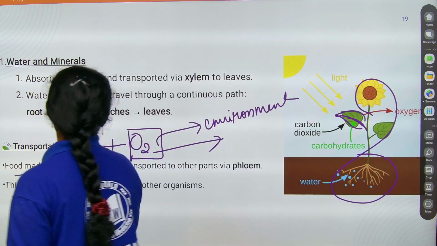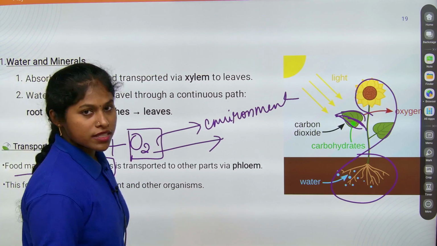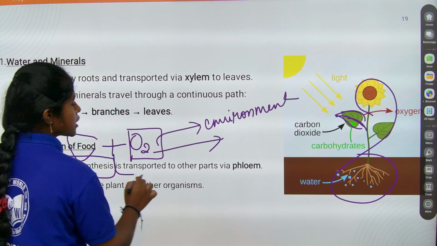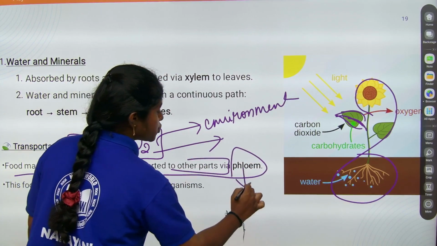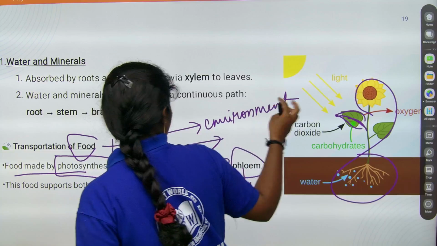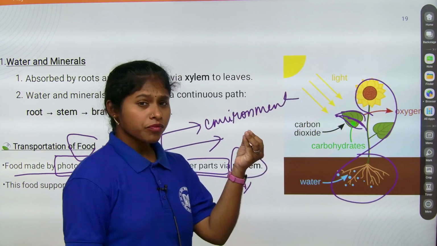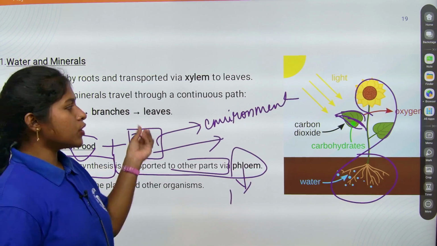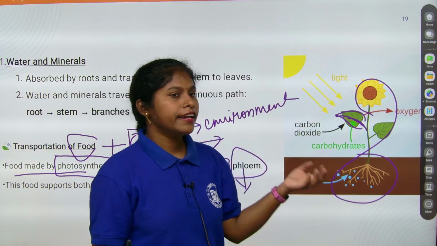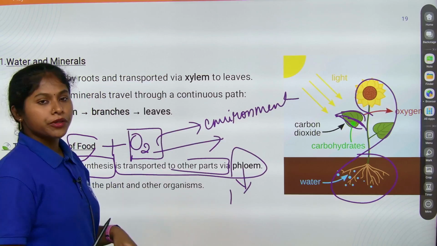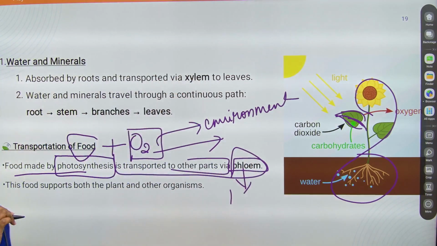The food made by photosynthesis, the process of making food in plants, is transported to other parts of the plant via the phloem tissue. So whatever water is distributed to the leaves by the tissue called xylem, and whatever food is prepared in the leaves, it should also be distributed, right? It is distributed by the tissue called phloem, right? Did you get it, children?